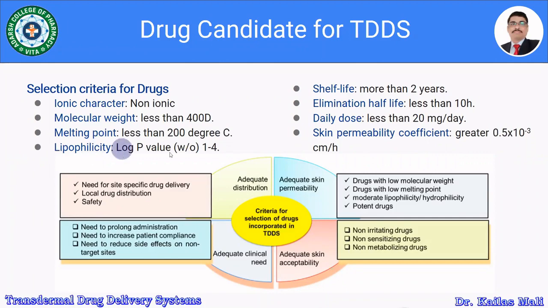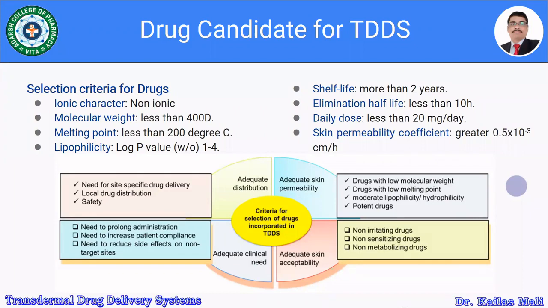Then the lipophilicity, that is log P value, water to octanol, should range between 1 to 4. The shelf life of the drug should be more than 2 years. The elimination half-life of the drug should be less than 10 hours. The daily dose of the drug should be less than 20 milligram per day. And the drug should have skin permeability greater than 0.5 into 10 raised to minus 3 centimeter per hour. So this is about the drug candidates for the transdermal drug delivery system.